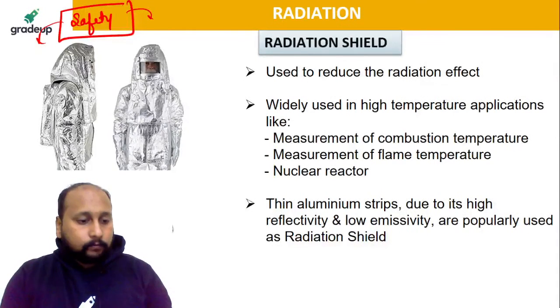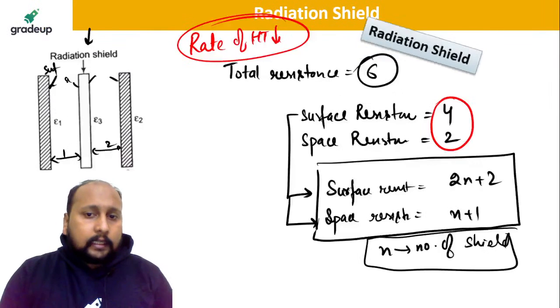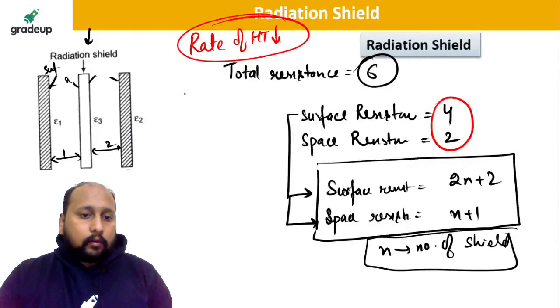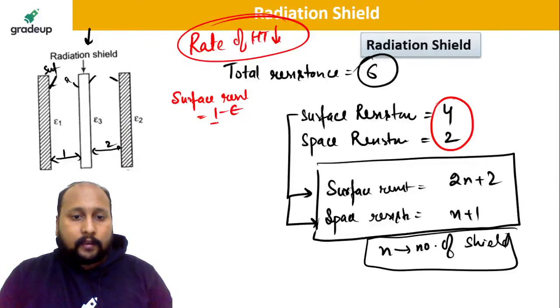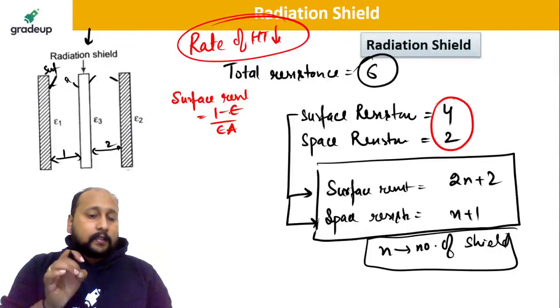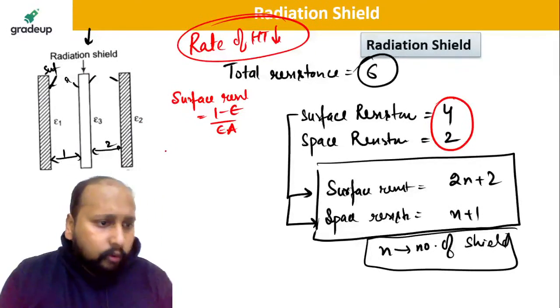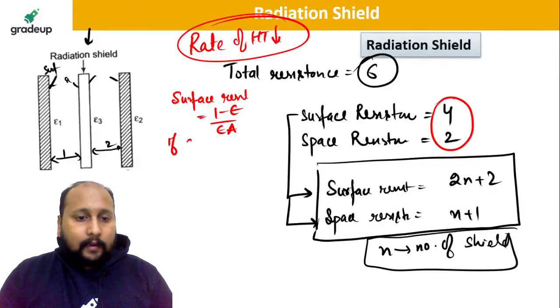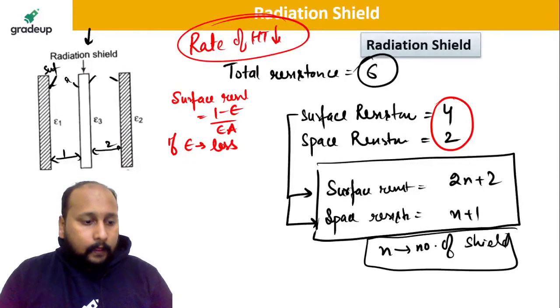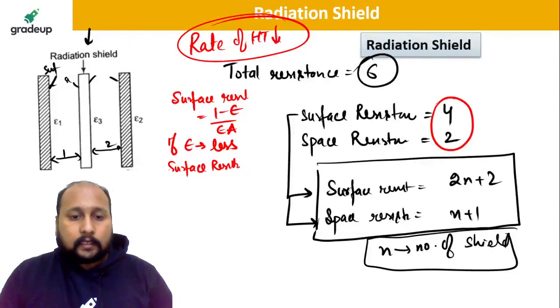Now the question is, what should be the property of a shield? I need to increase the resistance. The surface resistance is equal to (1 minus emissivity) upon (emissivity times A). Sir, please go slow because I want to note. Okay, fine. If a surface has low emissivity, then its surface resistance will be high. If surface resistance is high, definitely your heat transfer will be less.